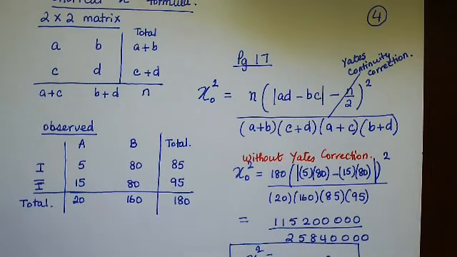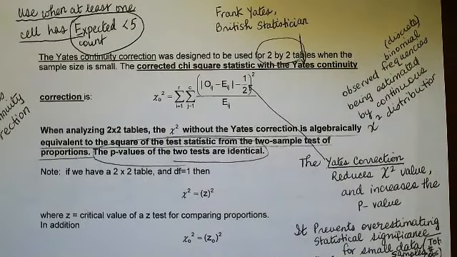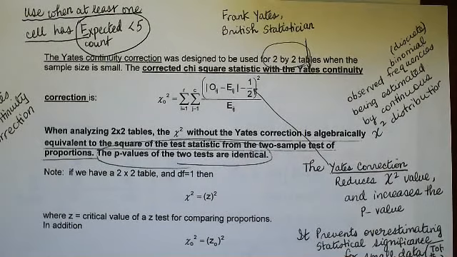So we should talk about what is this Yates continuity correction. That occurs on page 17. It says that the Yates continuity correction was designed to be used on 2x2 matrices when the sample size is small.